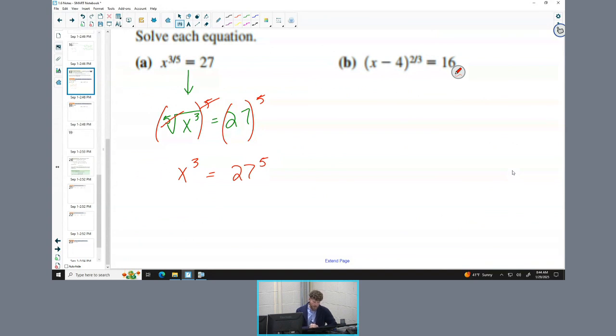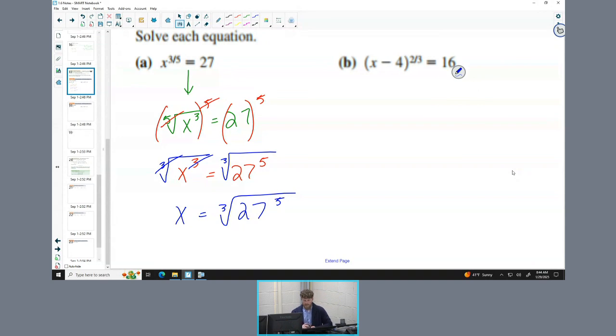All right. So now I need to get x by itself. It says x cubed. How do I get x by itself if I have x cubed? What's the opposite of a cube? A cube root. I feel like that's what you meant. Cube root, right? So the cube and the cube root cancel each other out, and you just have x, and that's equal to the cube root of 27 to the fifth.